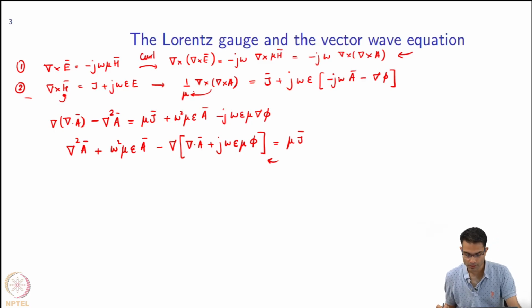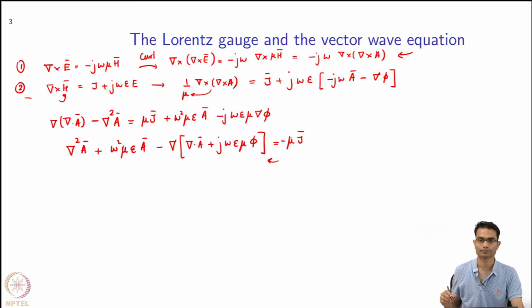That will be minus mu j. Will it be minus mu j? I think he is right. This should be minus mu j. Yeah.